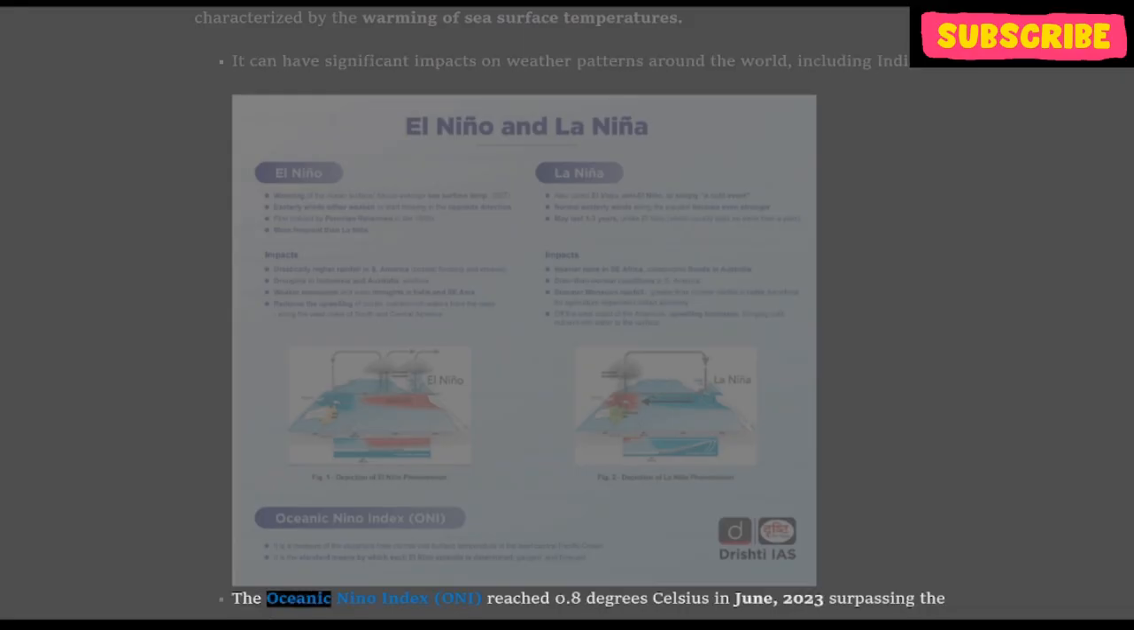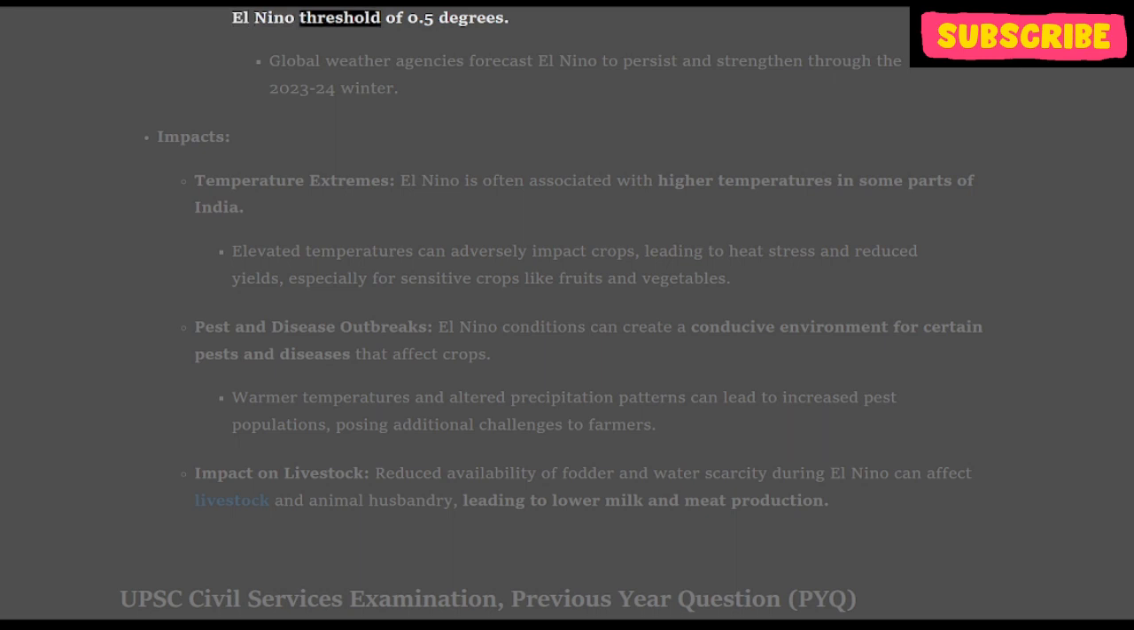The Oceanic Nino Index, ONI, reached 0.8 degrees Celsius in June 2023, surpassing the El Nino threshold of 0.5 degrees. Global weather agencies forecast El Nino to persist and strengthen through the 2023 to 2024 winter.